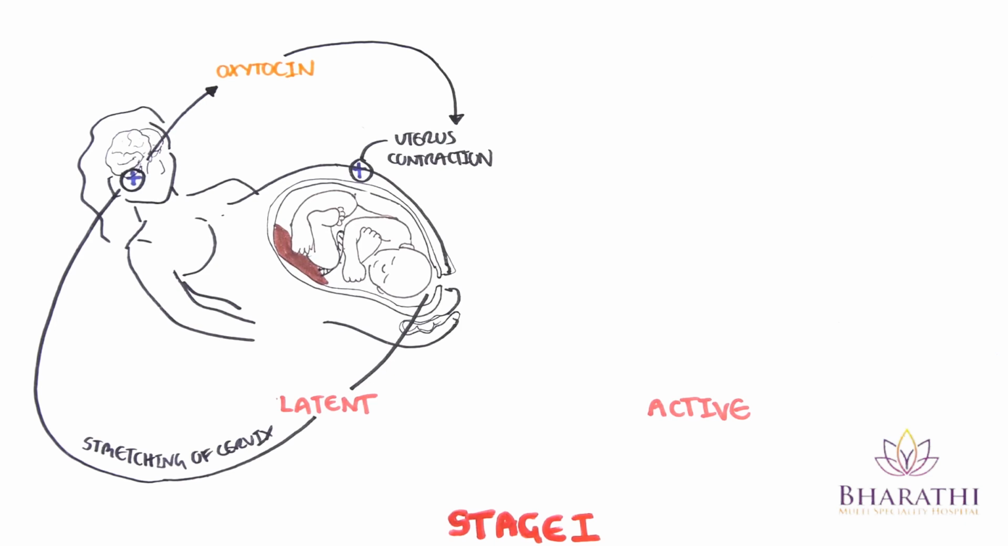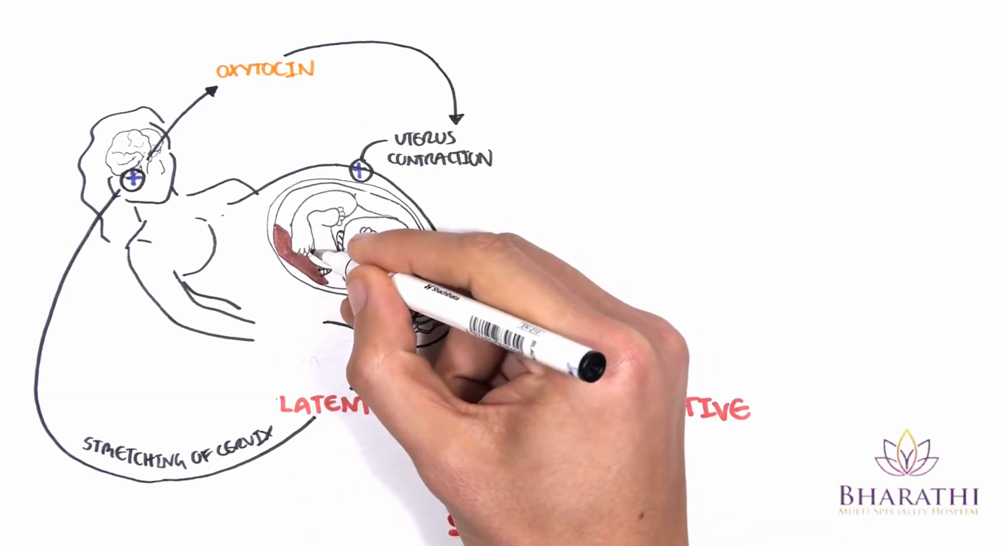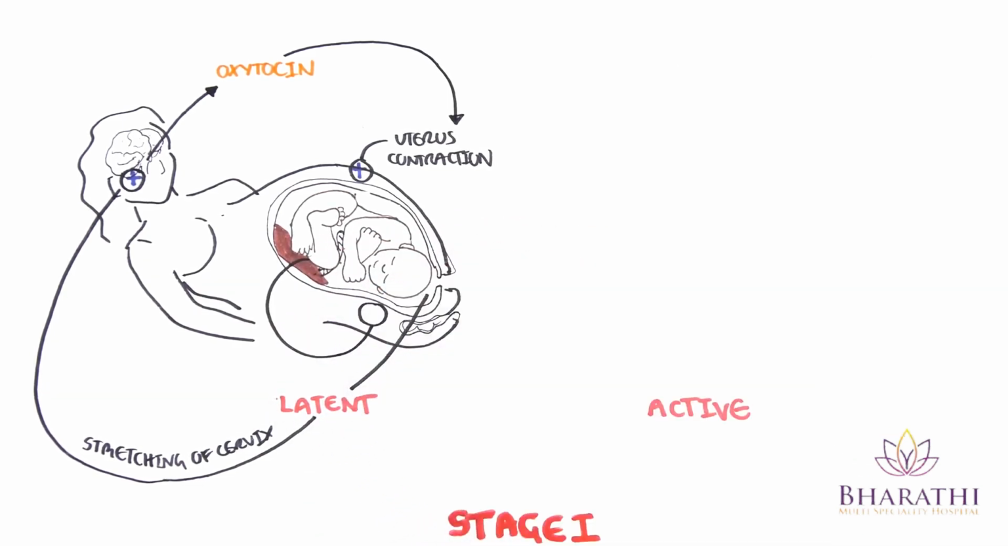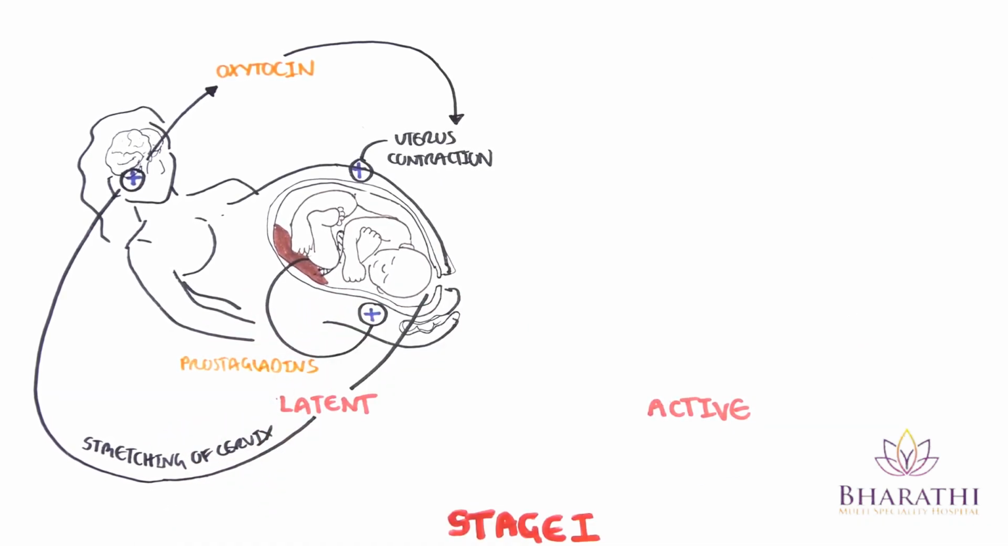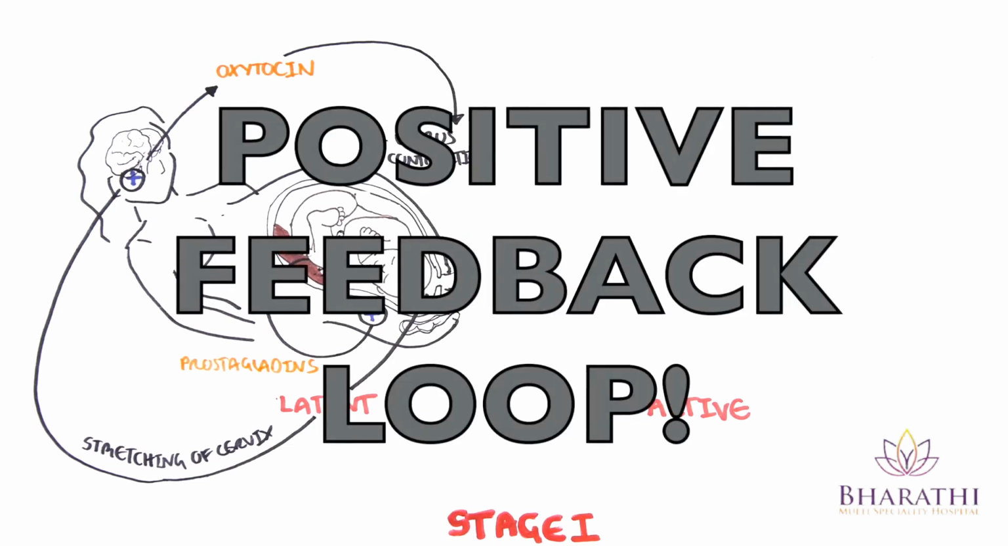What's more, when the fetus or the baby is ready to go out, it will also release things from itself, which will also stimulate the placenta to secrete chemicals called prostaglandins. And these prostaglandins will stimulate uterine contraction as well. So with all this uterine contraction by the oxytocin and by the prostaglandins, the cervix will slowly stretch out even more, and the cycle continues. It's a positive feedback loop.